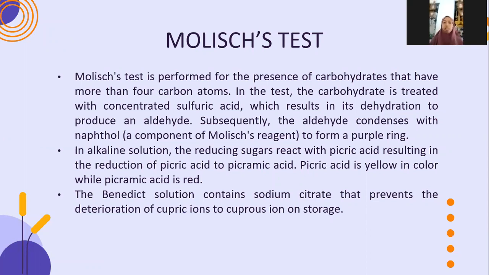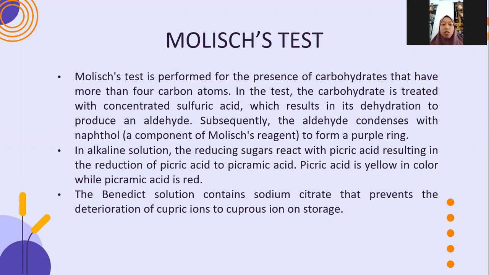Molisch's test is performed for carbohydrates that have more than 4 carbon atoms. In the test, the carbohydrate is treated with concentrated sulfuric acid, which results in its dehydration to produce an aldehyde. Subsequently, the aldehyde condenses with naphthol, a component of Molisch's reagent, to form a purple ring.